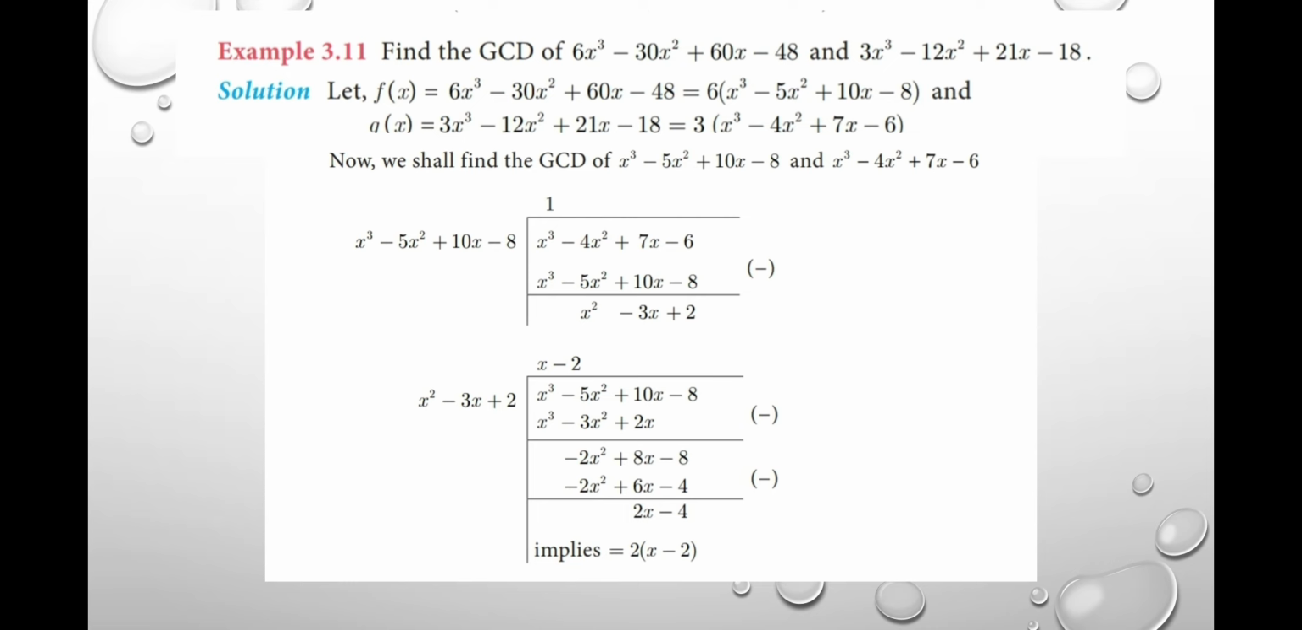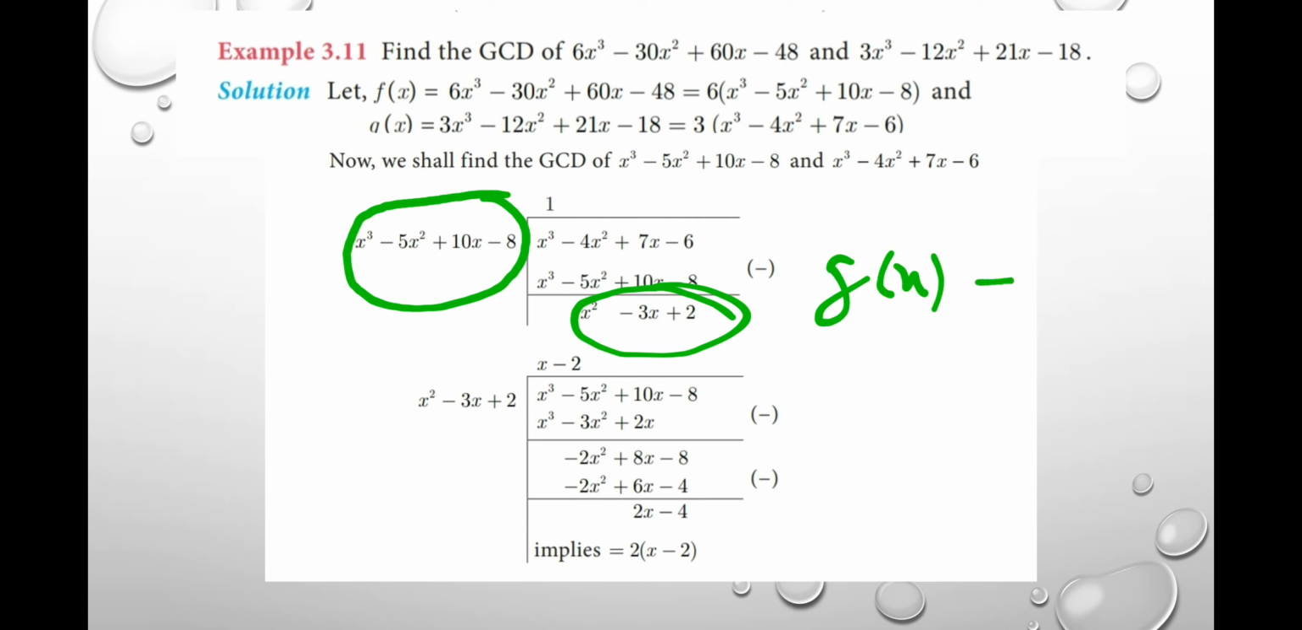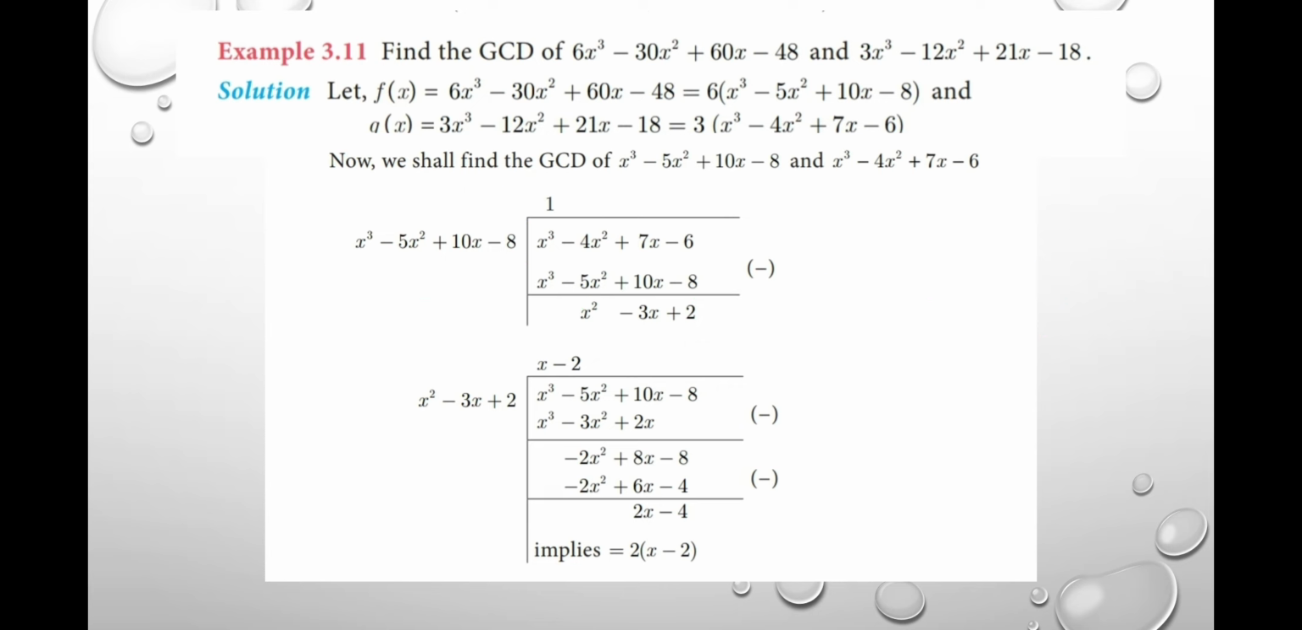Do you understand this? So divide the divisor by the remainder, that is g of x divided by r of x. If the remainder is not equal to 0, then you have to divide the divisor by the remainder. So that's why I take the divisor as dividend and the remainder as divisor. Understood?